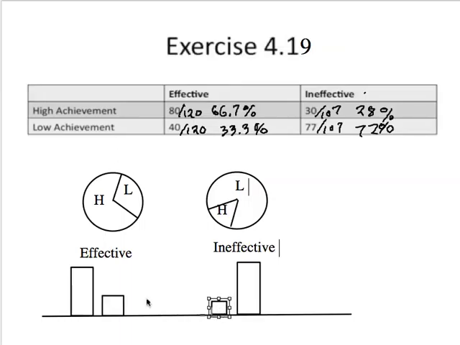Okay, one last thing here. I've got to label it appropriately, and in each of these columns, this column right here would be for the high achieving students, and then this column over here would be for the low achieving students, and then same thing over here. This is our high achieving students, and this is our low achieving students.